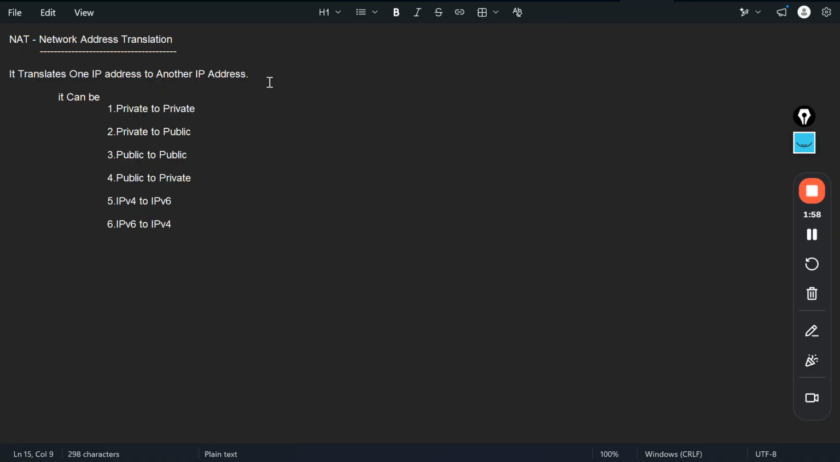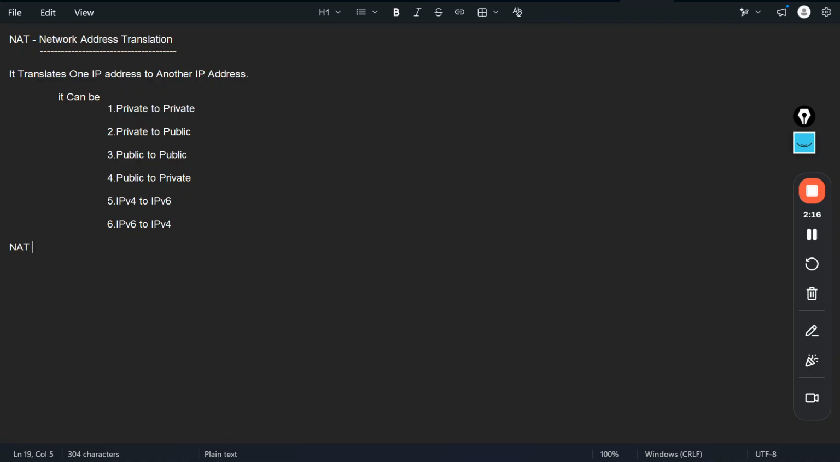So by using NAT, we can translate one IP address to another IP address. So we can translate private IP to private IP address. We can translate private IP to public IP address. We can translate public IP to public IP. We can translate public IP to private IP. And we can translate IPv4 to IPv6 and IPv6 to IPv4.